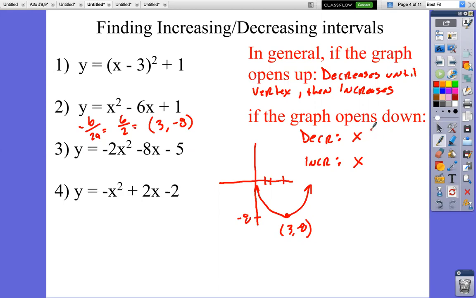For decreasing or increasing? Decreasing. So she said, so remember, X is greater than 3. That means everything to this side of 3, my Y's are going down. I think you mean everything on this side of the X, right? So if it's decreasing, it's all my X's less than 3, less than the H value. If it's increasing, it's all my X values greater than the H value, which is greater than 3. Does that make sense?